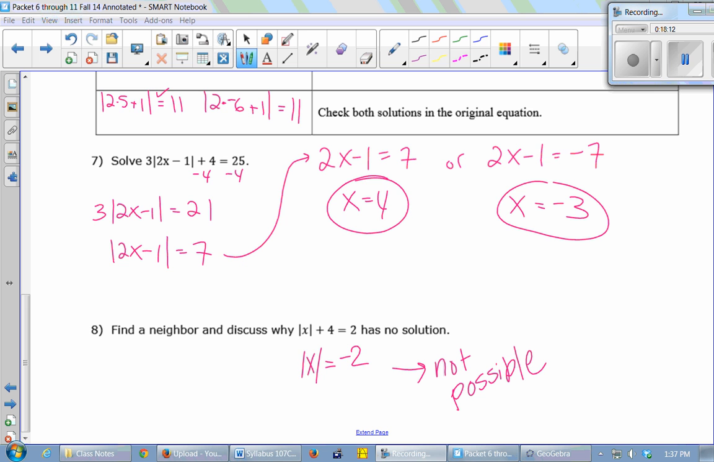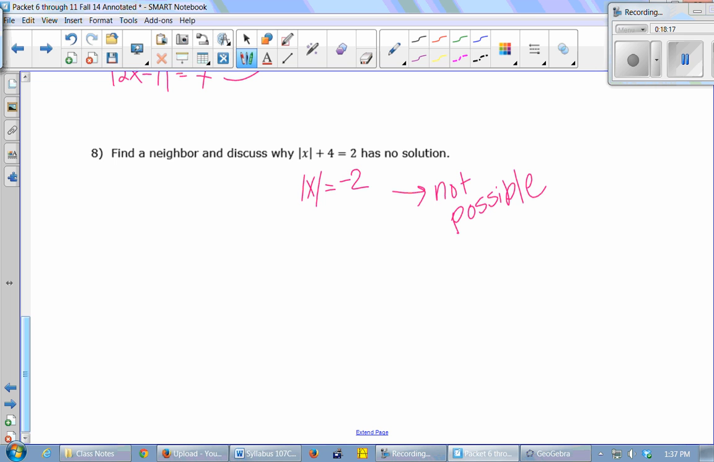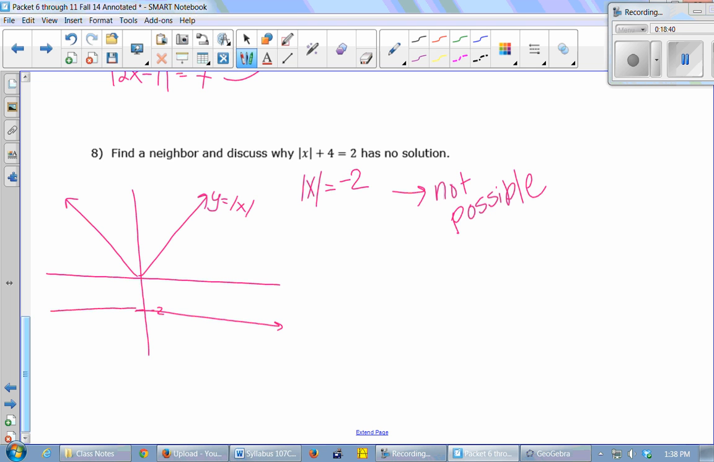What would this thing look like graphically if I tried to graph absolute value of x and negative 2? Absolute value of x, we saw that picture already. It looks like this. This is y equals absolute value of x. What does y equals negative 2 look like? A horizontal line at negative 2. And what can you say about the intersection of these 2 graphs? They never cross, which means there are no solutions to the equation absolute value of x equals negative 2.